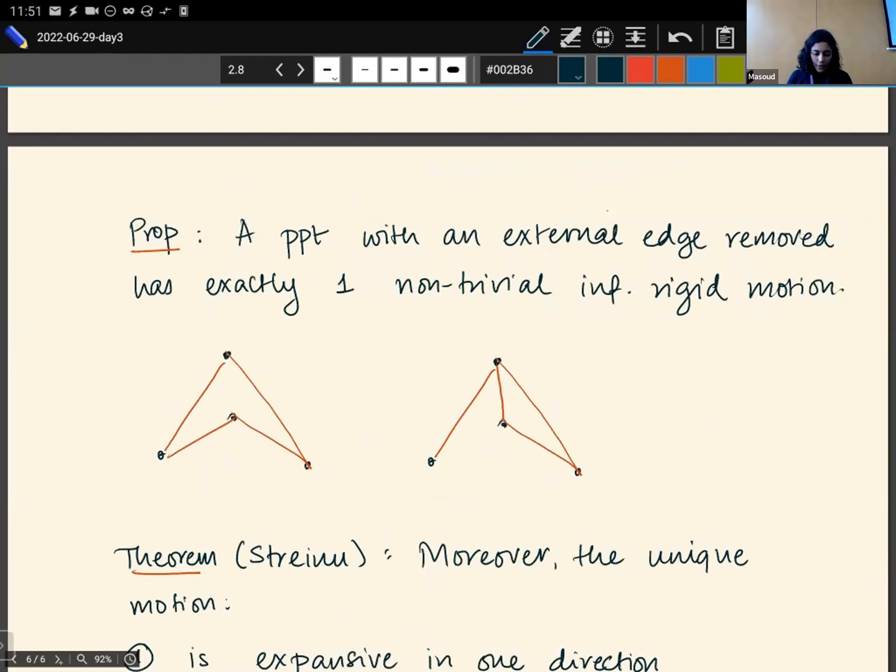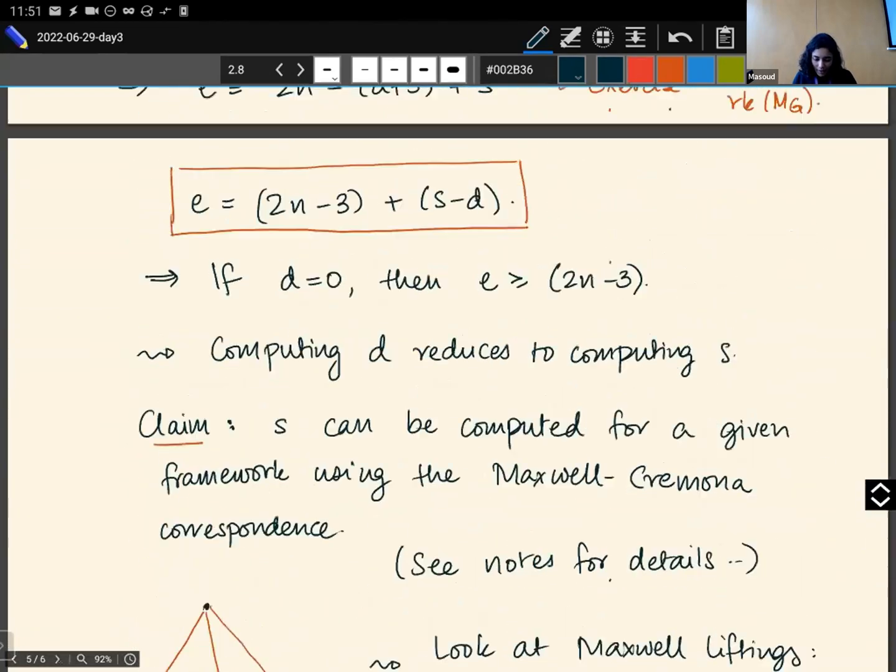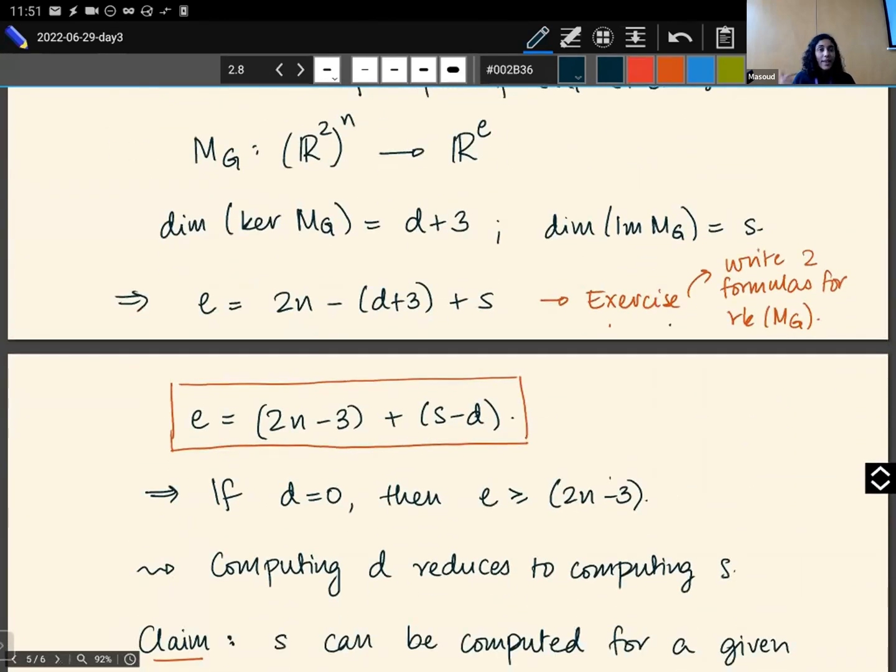The question was, why does the example on the left have a Maxwell lifting? The answer is it does not. It doesn't have a Maxwell lifting, but let's go back up. So you're totally right. Let's look at this equation here. The example that I drew, a PPT minus an edge, like the arrow shape, doesn't have a Maxwell lifting. So it doesn't have any self stresses, but S is 0. Okay, but E is not 2n minus 3, it's 2n minus 4. So that adds a D. Does that make sense? Yeah. So you're also missing an edge. So that means you pick up a D.